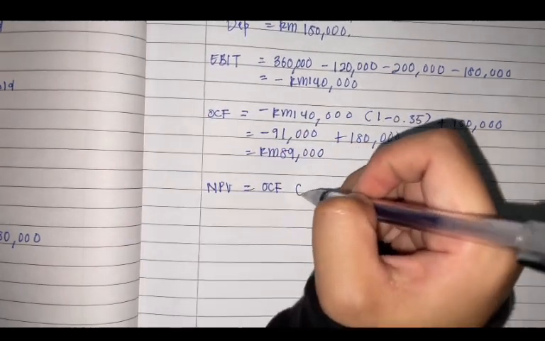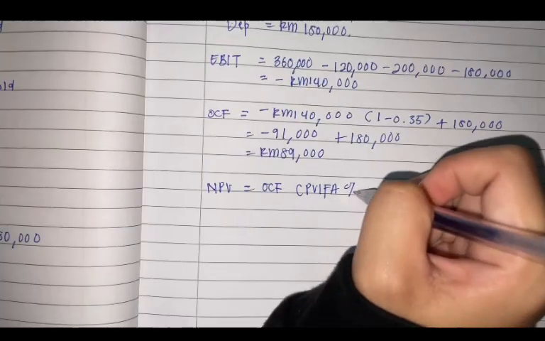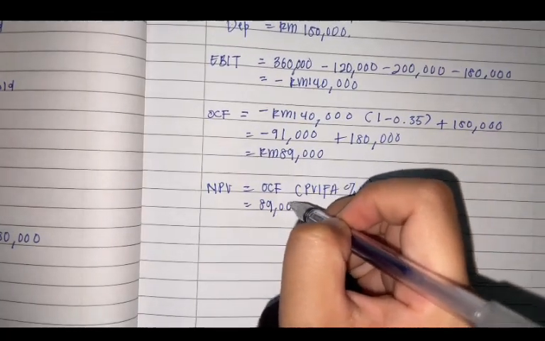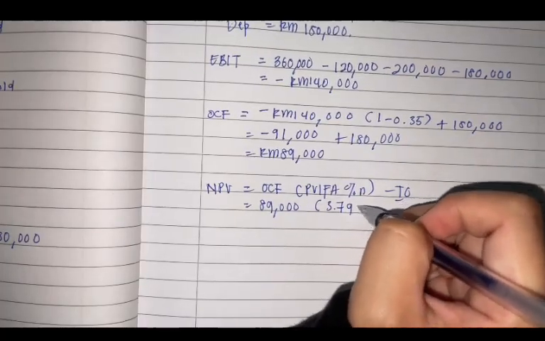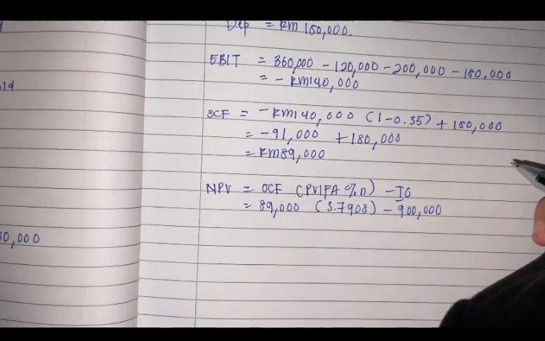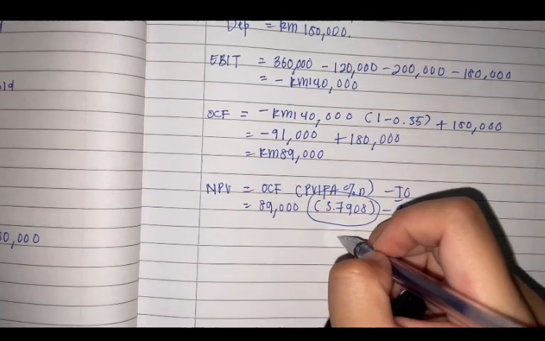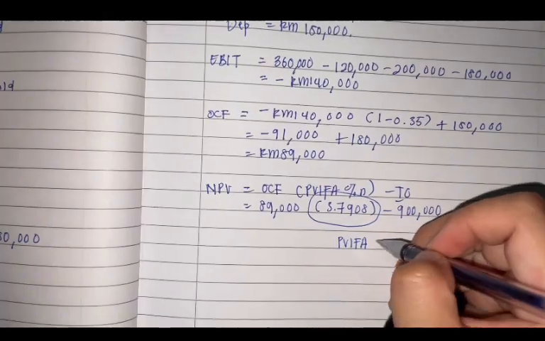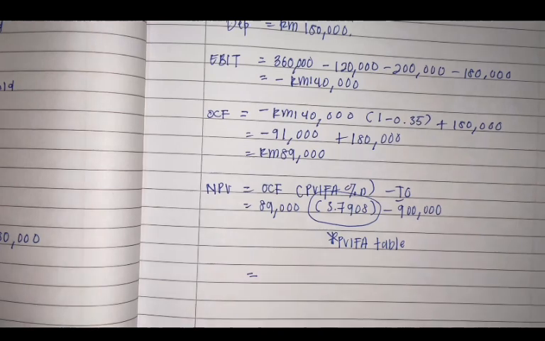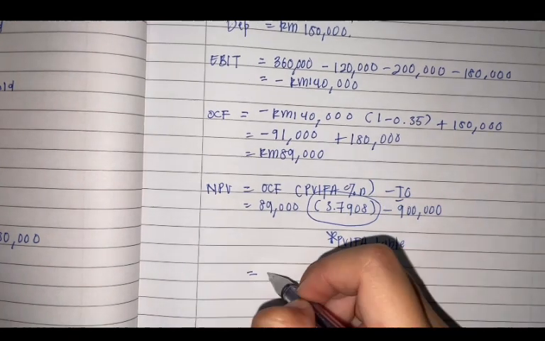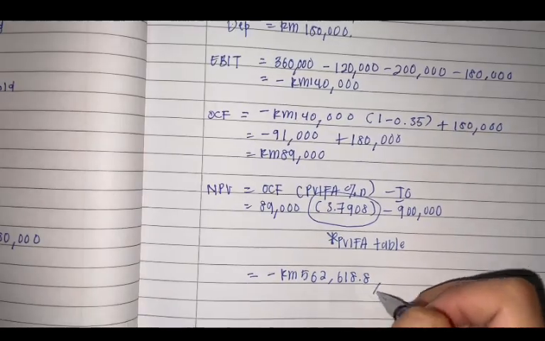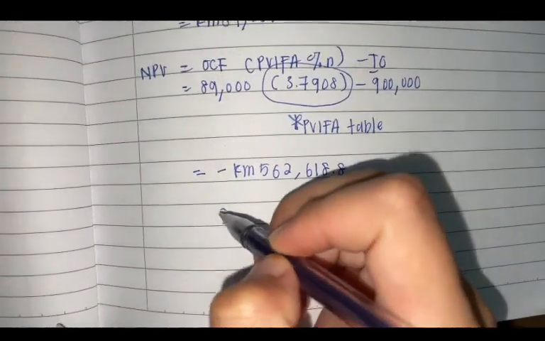Finally, calculate NPV using the formula. NPV equals OCF multiplied by PVIFA minus initial investment IO. The PVIFA for 5 years at 12% equals 3.7908. From the table, substituting the values, NPV equals 89,000 multiplied by 3.7908 minus 900,000. NPV equals negative 562,618.8 ringgit.